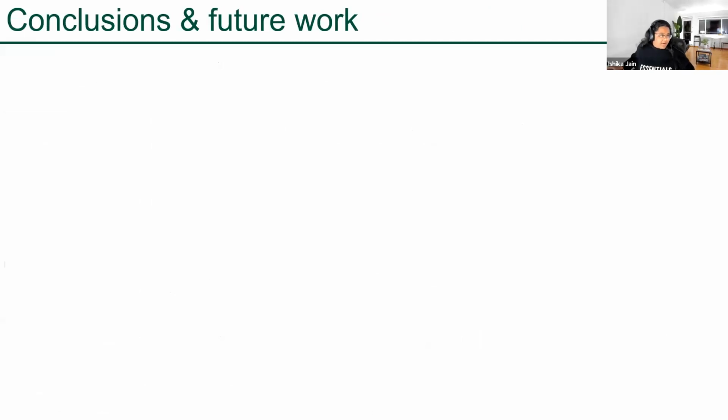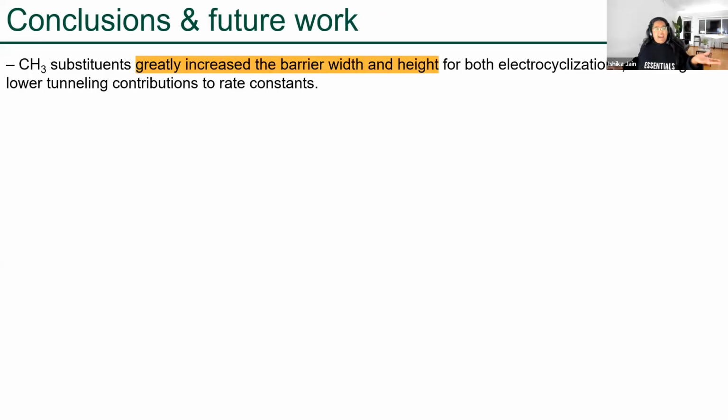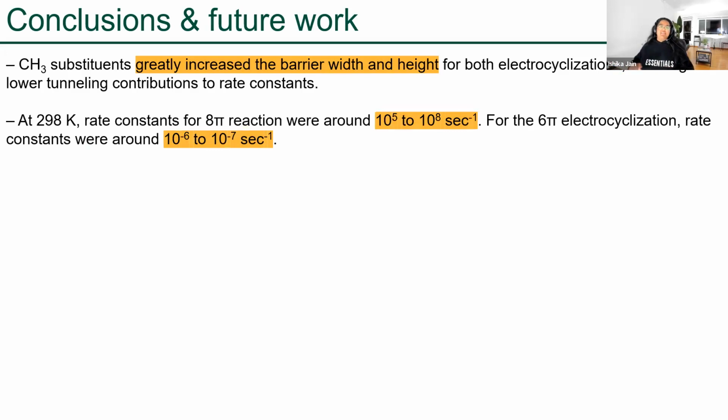We wanted to make some conclusions here. What can we see, right? We can see that adding the methyl substituents greatly increases the barrier width and height for both electrocyclic reactions, which results in lower contributions of tunneling to the overall rates, but it's still a substantial amount, right? We see there is much faster rates for the 8 pi part because it's so downhill in energy, but for the 6 pi part there is a decent amount of rates, just a little bit slower.